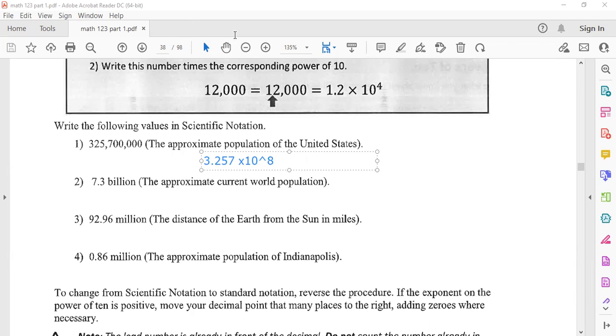And remember, I got that from, this is where the decimal is. So here's 3. 3 more makes 6, 7, 8.